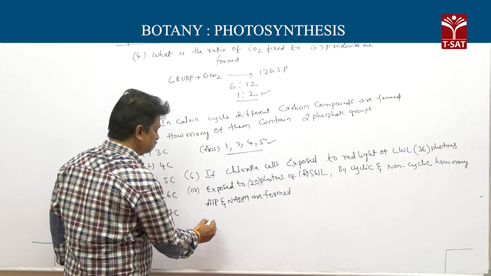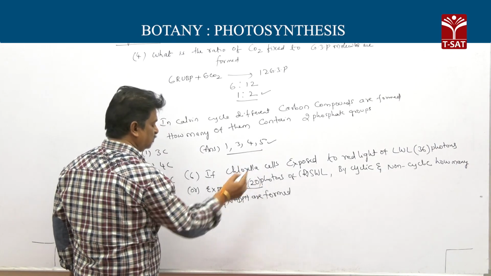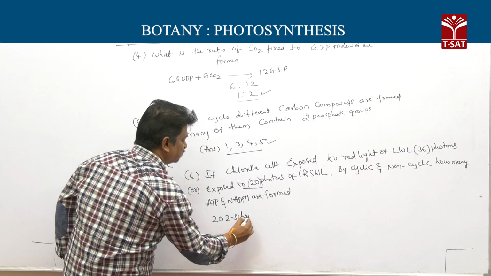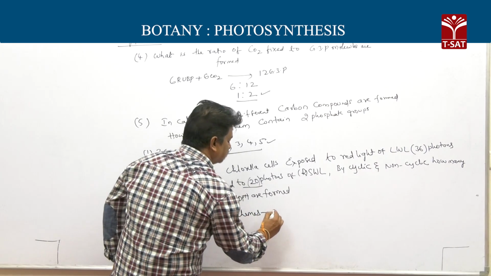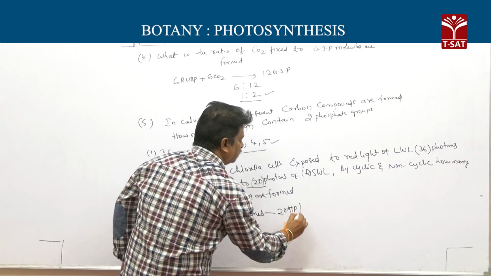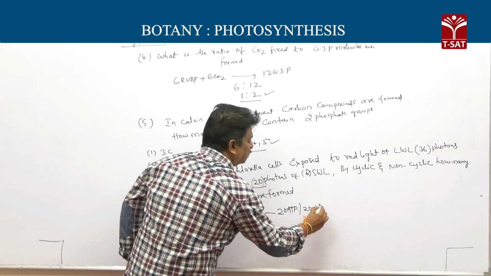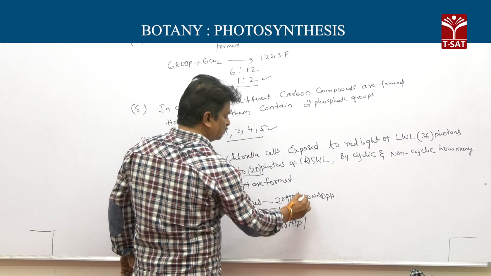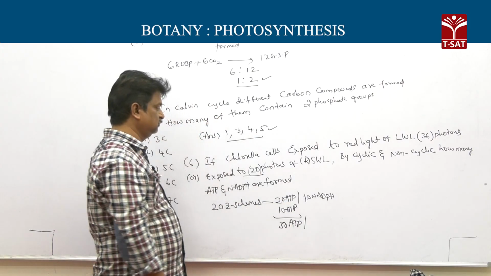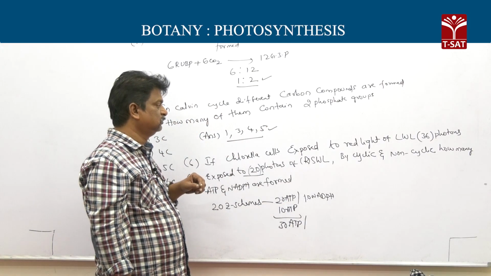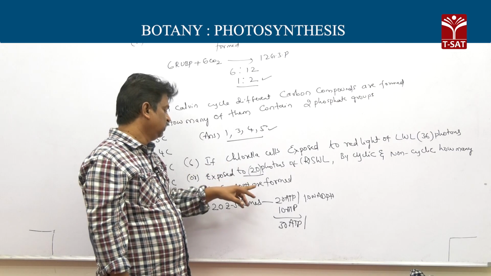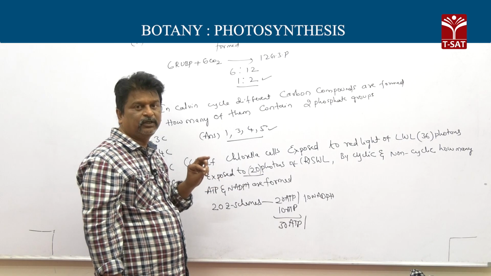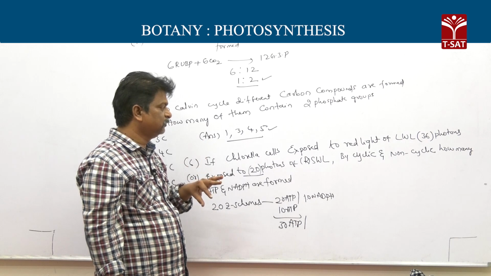So for non-cyclic, 20 photons of shorter, 20 photons of longer. It means 20 Z schemes take place. These 20 Z schemes give 20 ATP and 10 NADPH. So that 36 photons of longer wavelength, among them 20 photons are used in Z scheme. So how many photons of light are left? 16 photons of light.